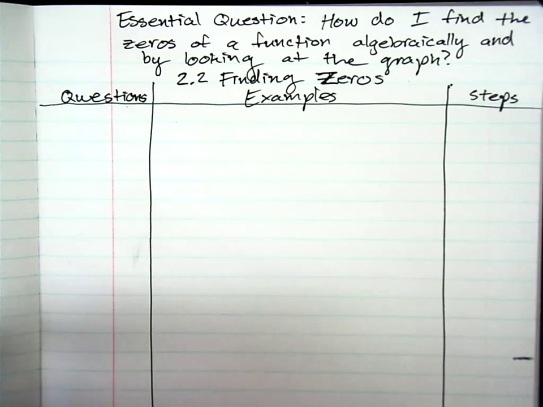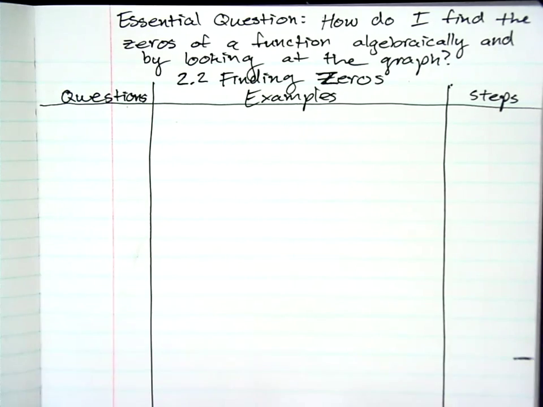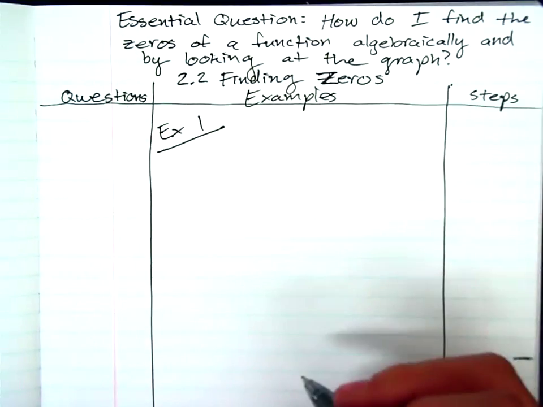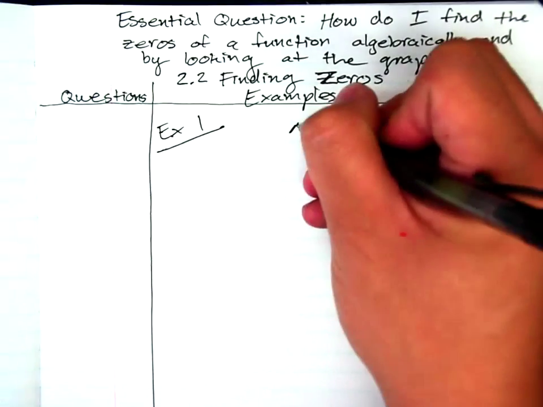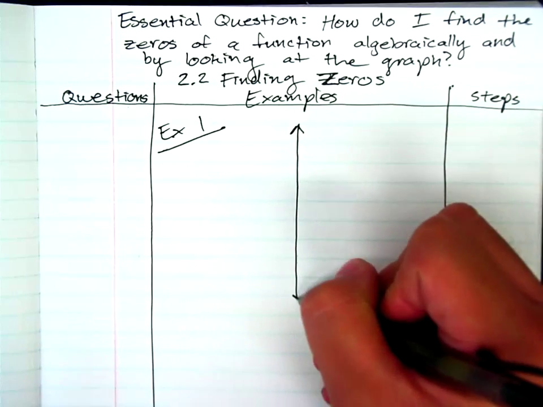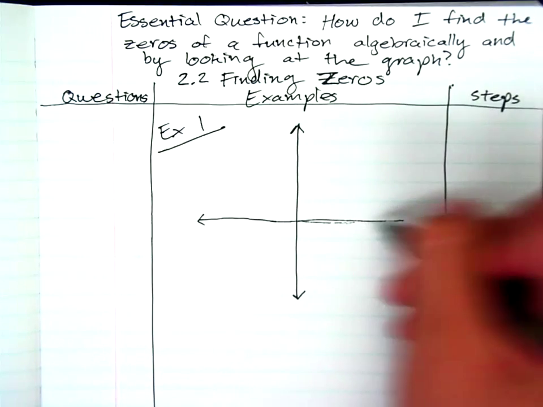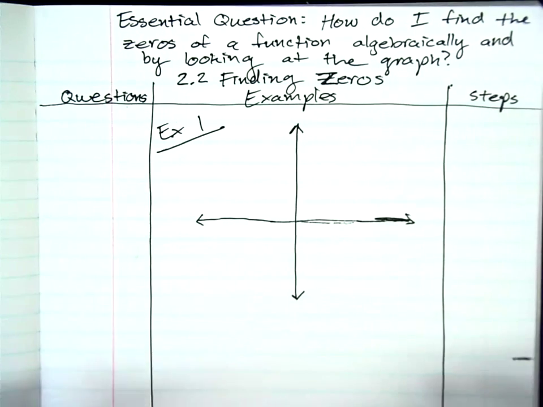So at the top of your page, go ahead and write down the essential question. How do I find the zeros of a function algebraically and by looking at the graph? So today we're going to have 3 examples. The first one is actually going to be a kind of complicated looking graph, and we're going to find all of the x-intercepts and y-intercepts for that function.